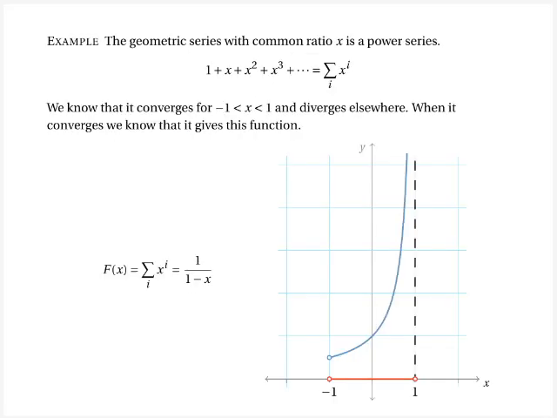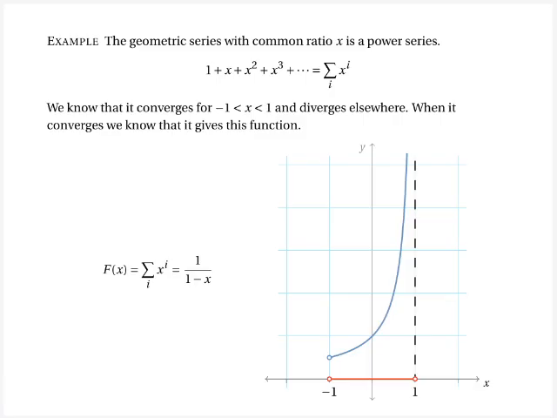So let's take a typical example here, the geometric series with common ratio x. And we've done a good amount of geometric series with common ratio x, so I don't feel like we need to give 5 examples of it. We know that it converges for x's strictly between -1 and +1, and it diverges elsewhere. Where it converges, we know that it gives the function 1 over 1 minus x. We did the formula for the geometric series with common ratio x, so 1 over 1 minus x.